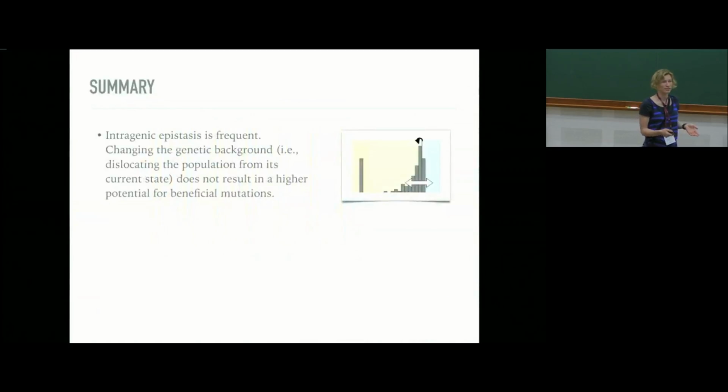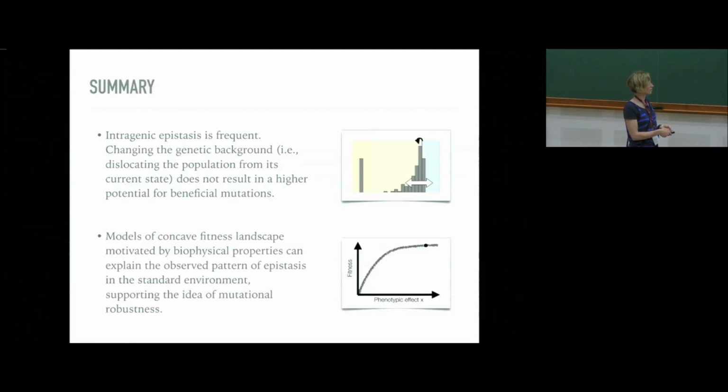Okay, so to summarize this intragenic epistasis part, we found that intragenic epistasis is frequent, and we're not the first people to discuss that. What we saw was that changing this genetic background and dislocating the population from its current state did not result in a higher potential for beneficials. And so here we finally cannot agree with Fisher's hypothesis, and we have to go to something else. And that's what we did. We came up with this concave fitness landscape, which could quite well explain the observed pattern of epistasis.